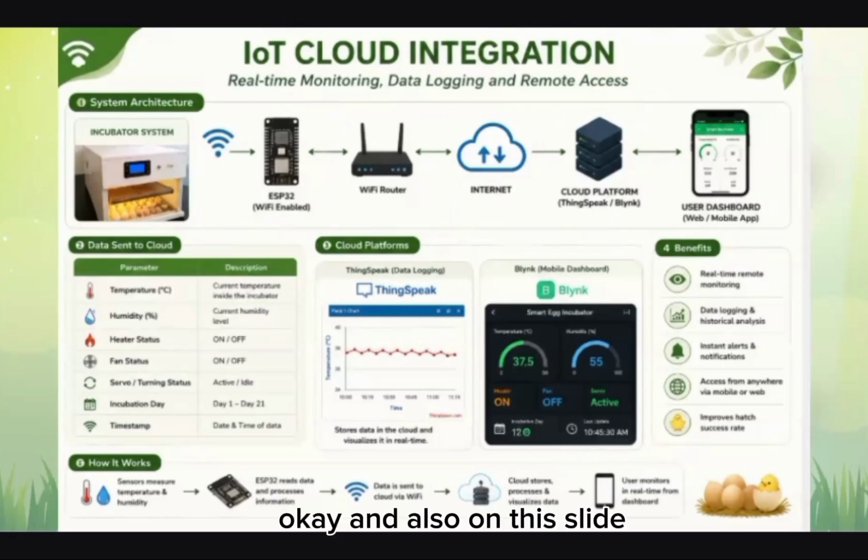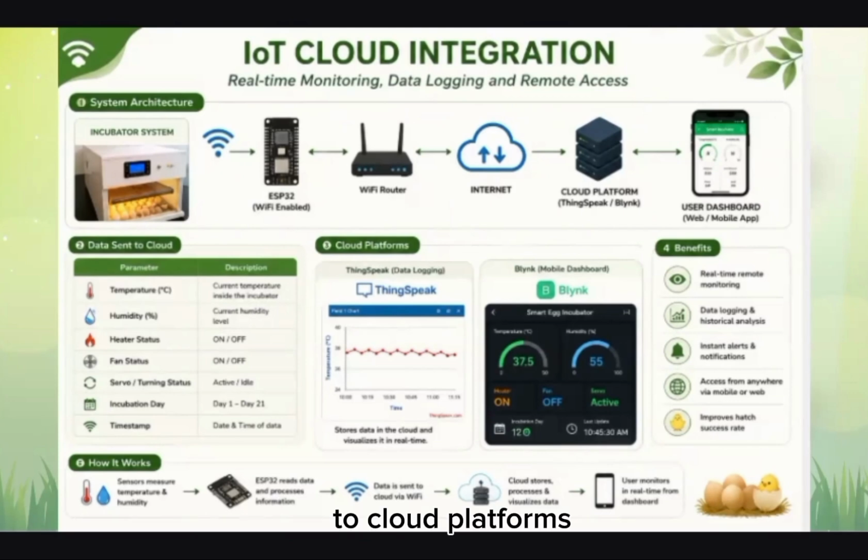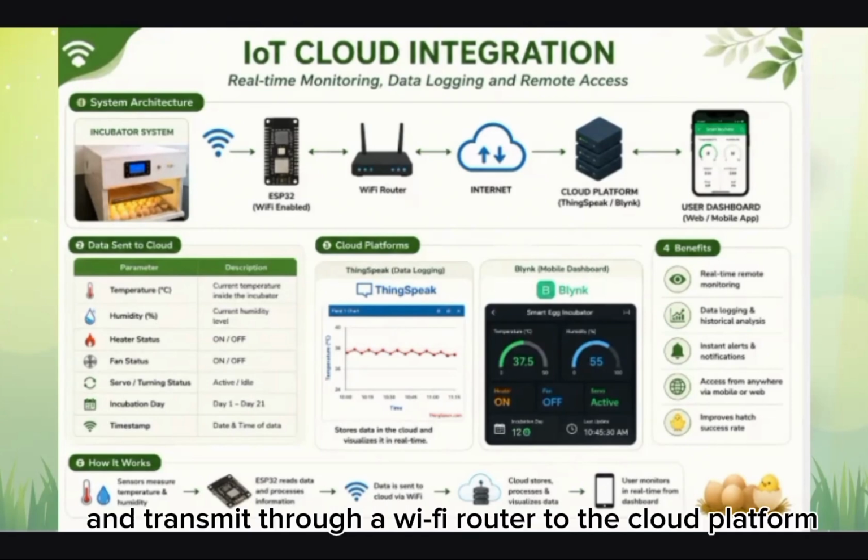Okay, and also on this slide, I'll explain about the IoT cloud integration used in the smart egg incubator system. So the ESP32 microcontroller connects to the Wi-Fi and sends real-time incubation data to cloud platforms through the internet. It begins with the incubator system, where the DHT22 sensor measures the temperature and humidity condition inside the chamber. And the ESP32 processes this information and transmits it through a Wi-Fi router to the cloud platform.